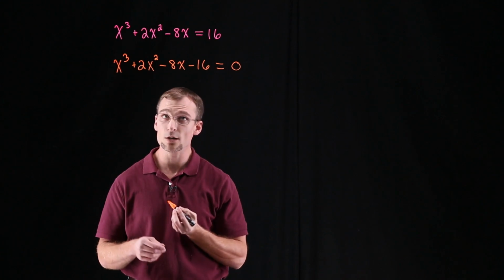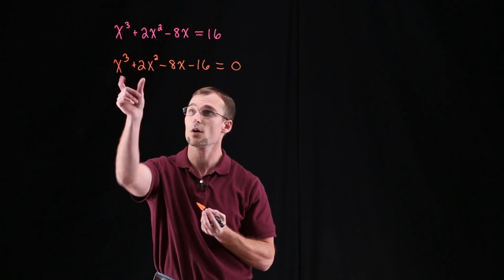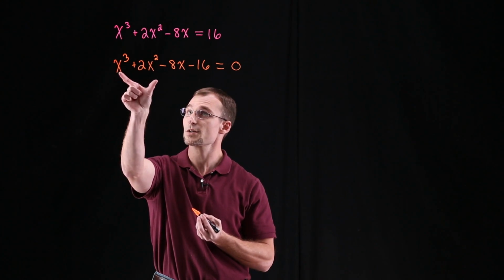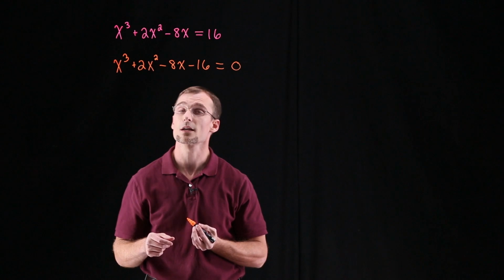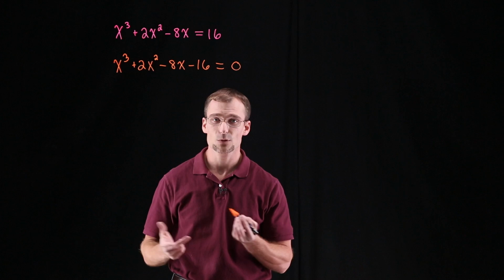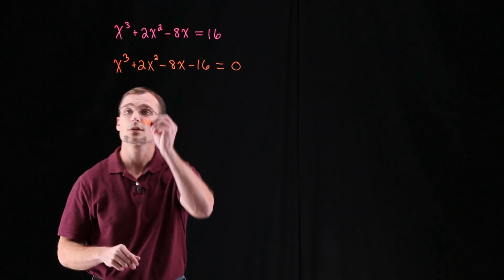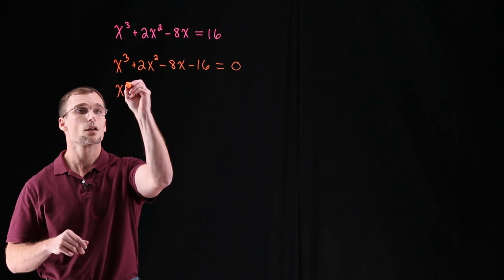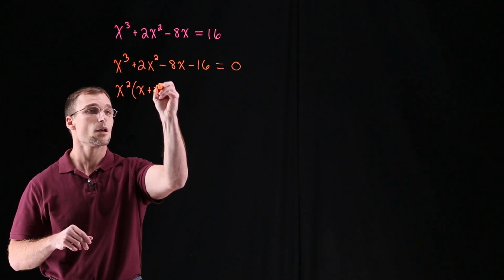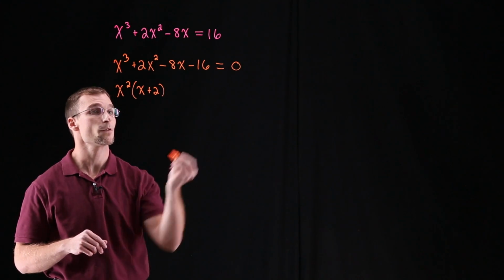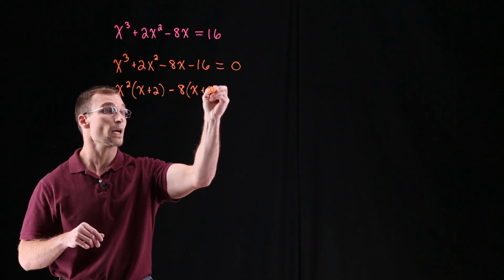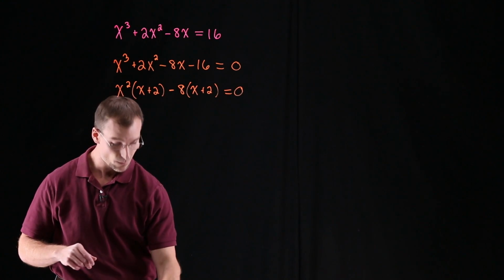Looking right off the bat, we don't have any common factors which will come out of all of our terms. But if we look at grouping, for the first two terms, x cubed and x squared, we could factor out an x squared. And for the last two terms, a negative 8 can be factored out. So let's try that. If we bring out an x squared, we'll have x squared times the quantity x plus 2. And our last two terms, if we factor out a negative 8, we'll have negative 8 times the quantity, also x plus 2, and that's equal to 0.